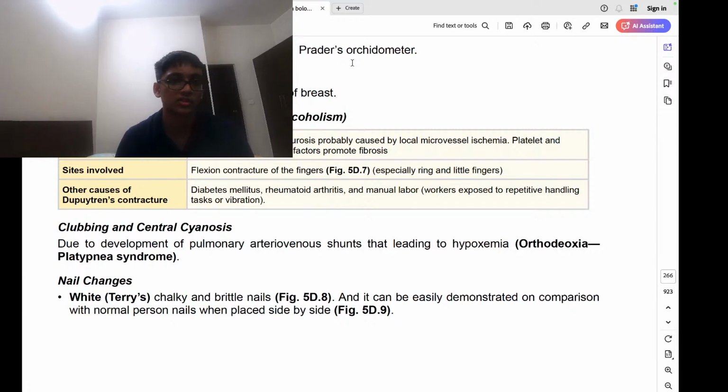Endocrinal features, changes in females: you have irregular menses, amenorrhea, and atrophy of the breast, complete opposite to the male. Dupuytren's contracture is a sign of alcoholism.